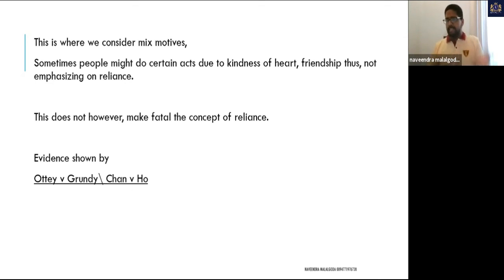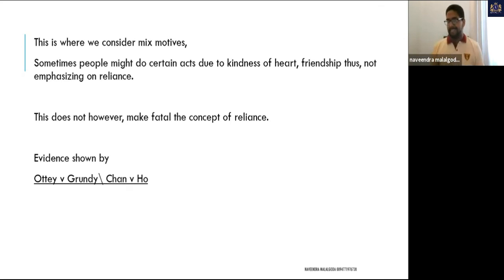In cases such as Otti versus Grundy and Chan versus Ho, the claimants did certain things that amounted to detriment out of the kindness of their heart. And when they brought a claim of estoppel, the courts had a little bit of a hard time establishing reliance. Why? Because detriment would have been suffered regardless of the assurance. So there was an issue with the reliance type in cases such as Otti versus Grundy and Chan versus Ho, unlike Jennings versus Rice.